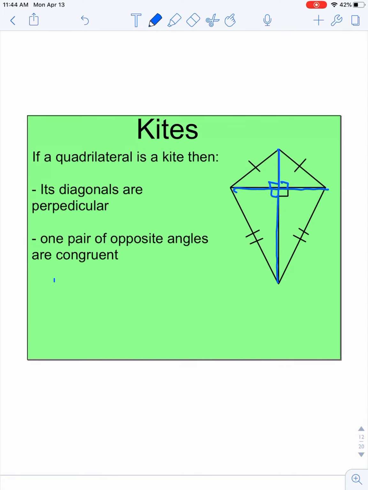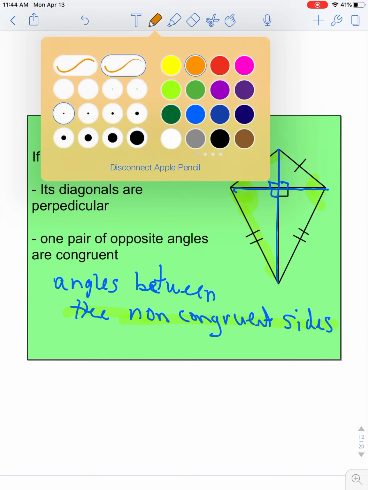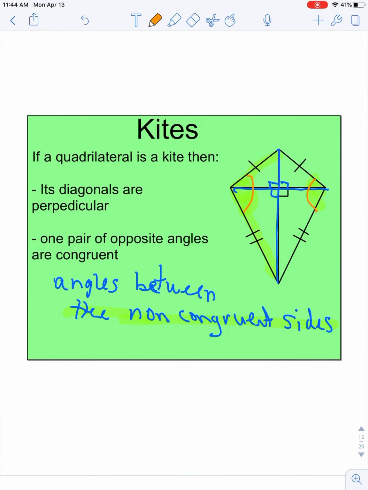And it also, if we have a kite, then one pair of opposite angles are congruent, and it's the angles that are between the non-congruent sides. Okay, so what that means is the non-congruent sides. So these are the non-congruent sides, so it's the angle between them. So it's these angles right there. So just to mark that maybe a little bit better, it would be this angle and this angle.